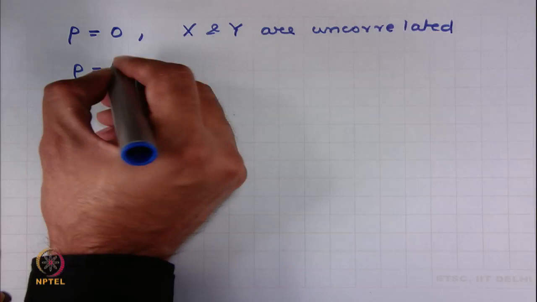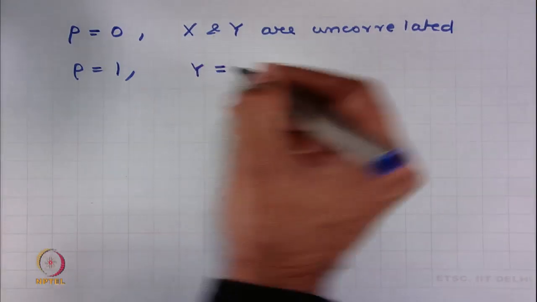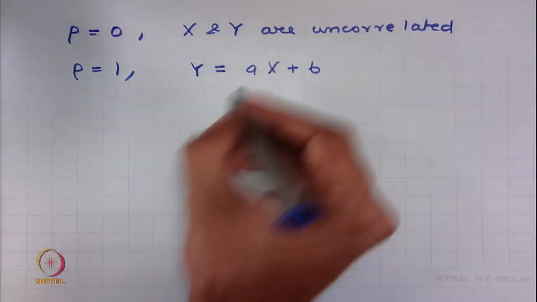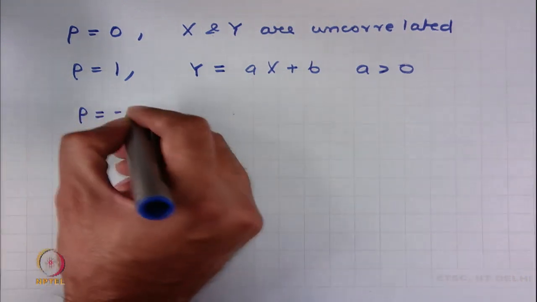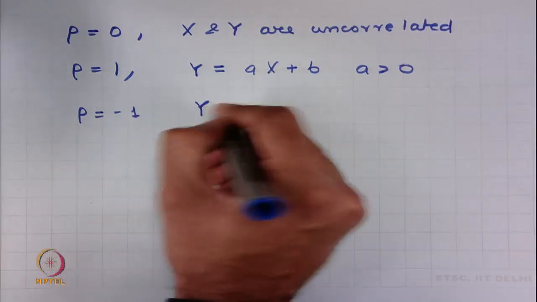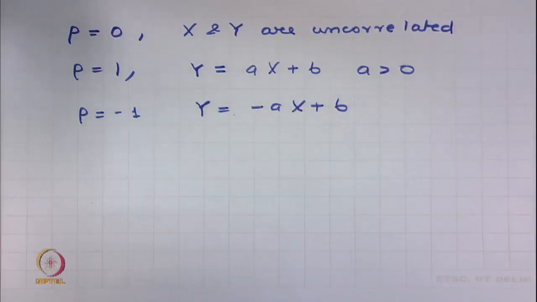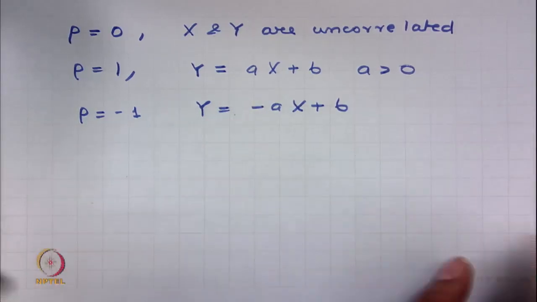Rho 1, what would be the meaning of rho equals to 1? That means x and y are highly correlated and it would be something like this. So, y will be a linear function of x where a is positive. So, if y is a linear function of x, the correlation coefficient between y and x would be 1. Rho equals to minus 1 corresponds to the situation when y is again a linear function of x, but with a negative sign. So, the correlation coefficient between y and x would be minus 1 in this case. Okay.